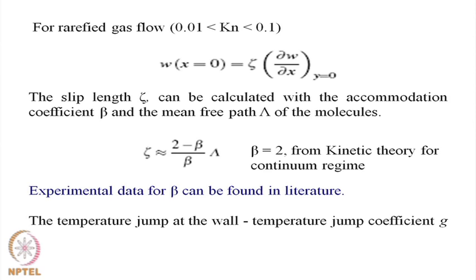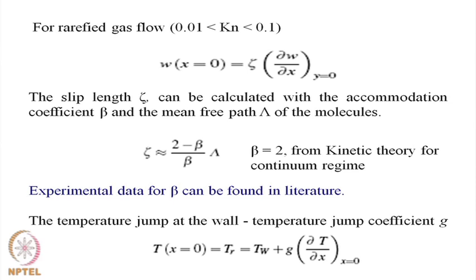Experimental data for beta can be found in the literature, and if we know the pressure of the system, then we should be able to find out the mean free path. Combining these two, the slip length for velocity at the solid fluid interface can be evaluated, which will serve as the new boundary condition for solution of the equation of motion in many such cases.